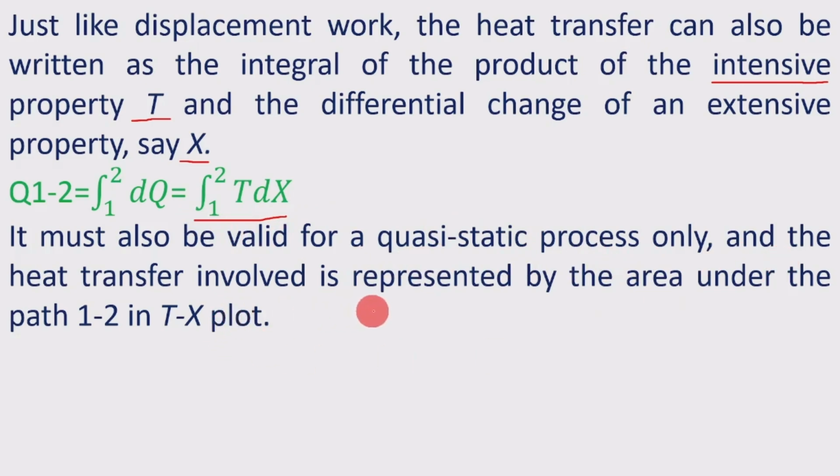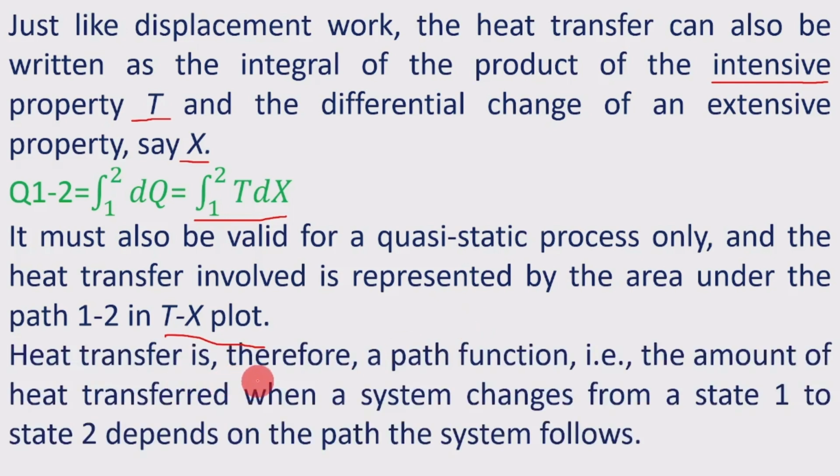And the heat transfer involved is represented by the area under the path 1 to 2 in the T-X plot, as already in the previous slide we have taken. Heat transfer is therefore a path function. Heat transfer depends on the path followed during the process, therefore it is a path function. That is, the amount of heat transferred when a system changes from state 1 to state 2 depends on the path the system follows. Similarly, both work and heat transfer are path functions.